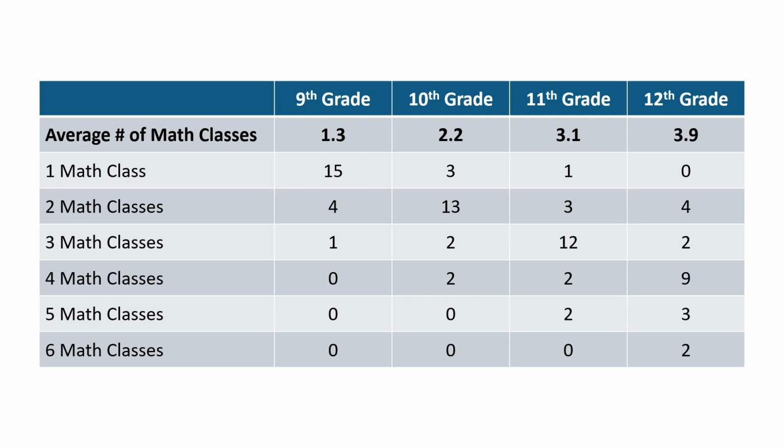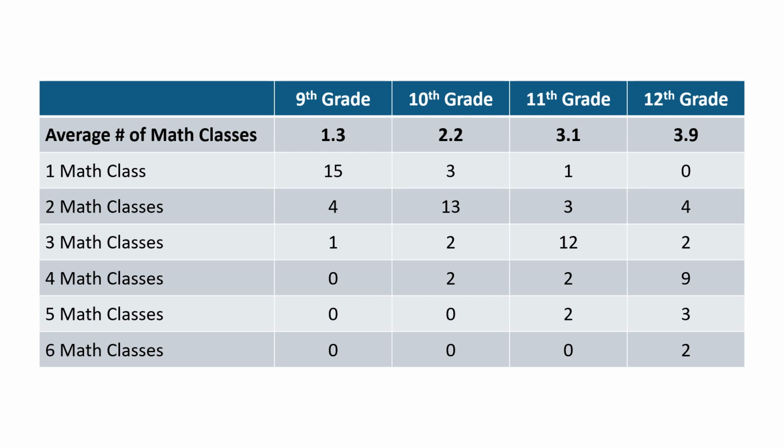And if we look at the specific number of math classes that all of our students have taken, 3/4 of our 9th graders have only taken 1 math class. We've got 4 students who have taken 2 math classes and 1 student who's taken 3 math classes, but none of our freshmen have taken more than 3 math classes. When we get to 10th grade, we have 3 students who have only taken 1 math class, and the majority of our 10th graders have taken 2 math classes. We have 2 students in the 10th grade who have taken 3 math classes, and now we also have 2 students who have taken 4 math classes.